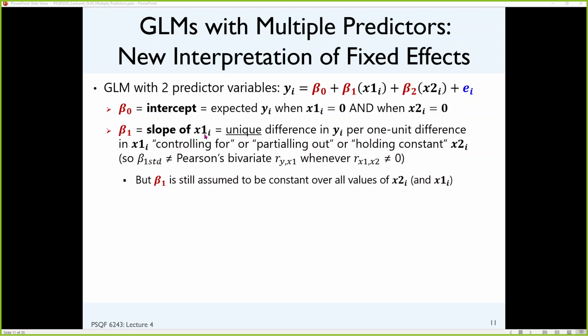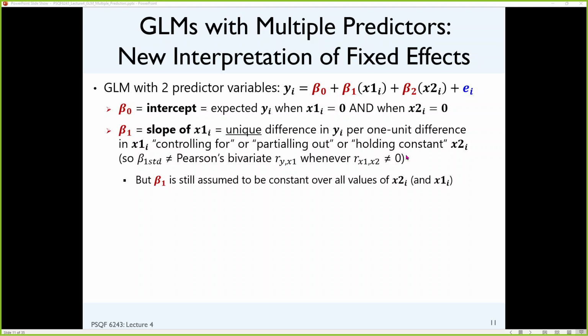The slope of x1 is still the relationship between x1 and y, but now it is the unique part of that relationship specifically. So there are a lot of different phrases people will use to talk about this. I like the word unique because it's the most parsimonious and I think easiest to follow. People will also say that the slope of x1, beta 1, is controlling for x2 or adjusted for x2, holding constant x2, partialing out x2. All of those things mean the same thing. Your textbook has a very nice description of this. I would encourage you to read that section if this is something that is not intuitive necessarily.